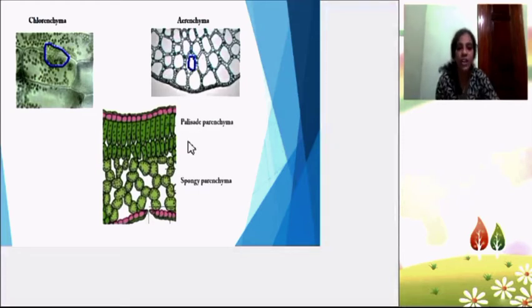In the dicot leaf, the dorsal side and the ventral side will be constituted with palisade and spongy parenchyma. The dorsal side will have palisade parenchyma and the ventral side will have spongy parenchyma. The palisade parenchyma cells will be elongated and the spongy parenchyma cells will be rounded or oval in shape.